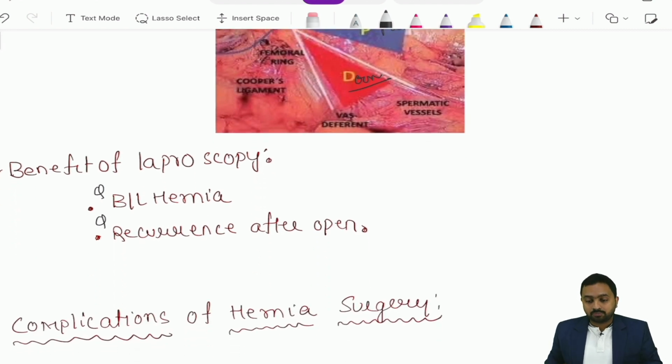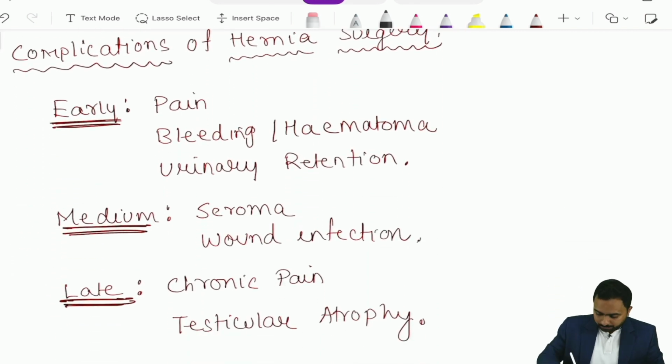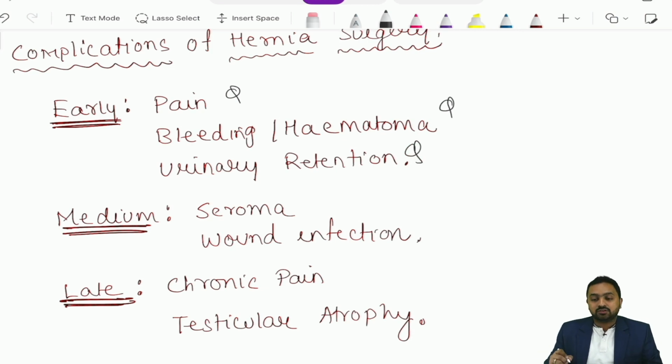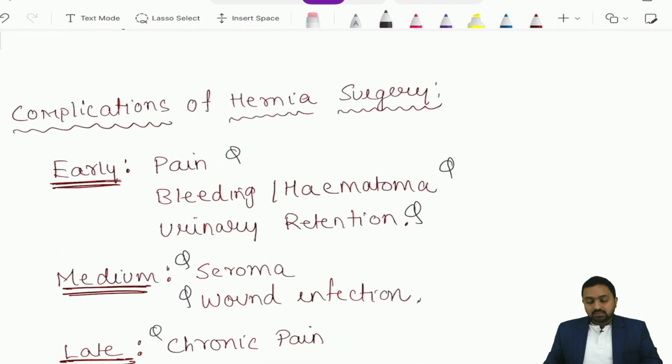Now regarding your complications of hernia surgery, your early complications include pain, bleeding, hematoma or urinary retention, and then you have your medium complications, which include your seroma and your wound infection, and late complications include your chronic pain and your testicular atrophy due to the entrapment of the nerves and the vessels in your mesh or due to the pressure on it. So this is all about your inguinal hernia.